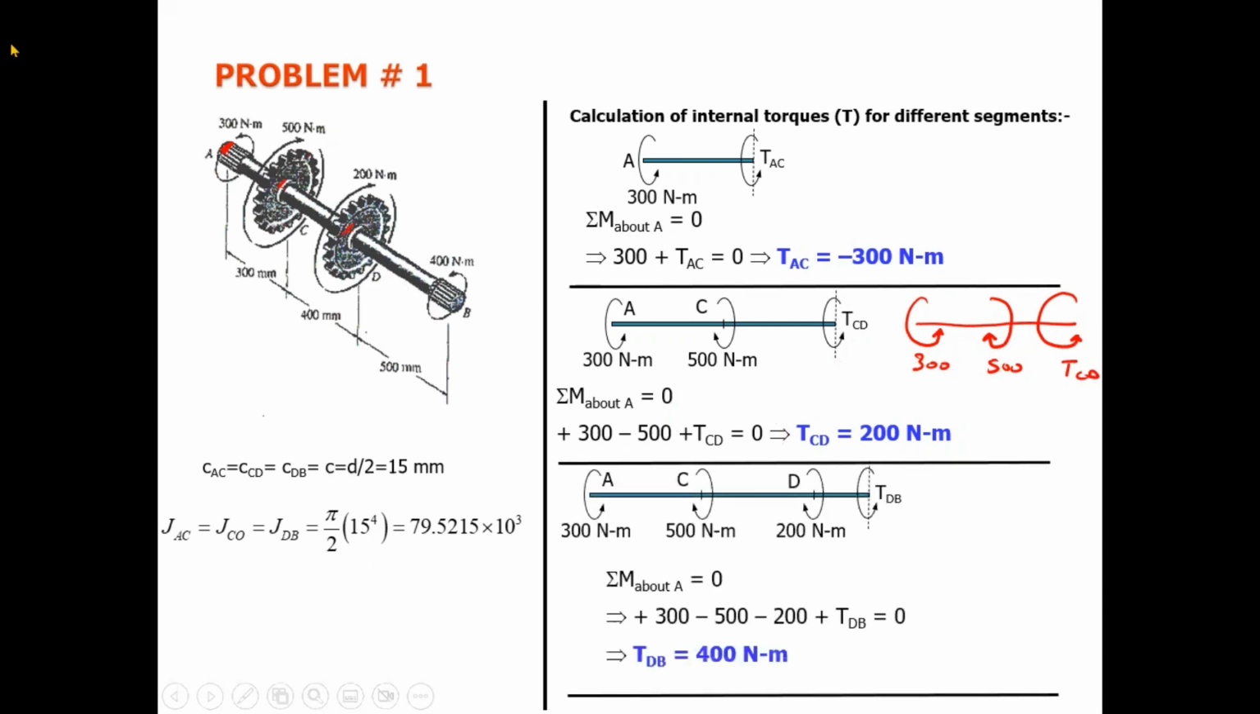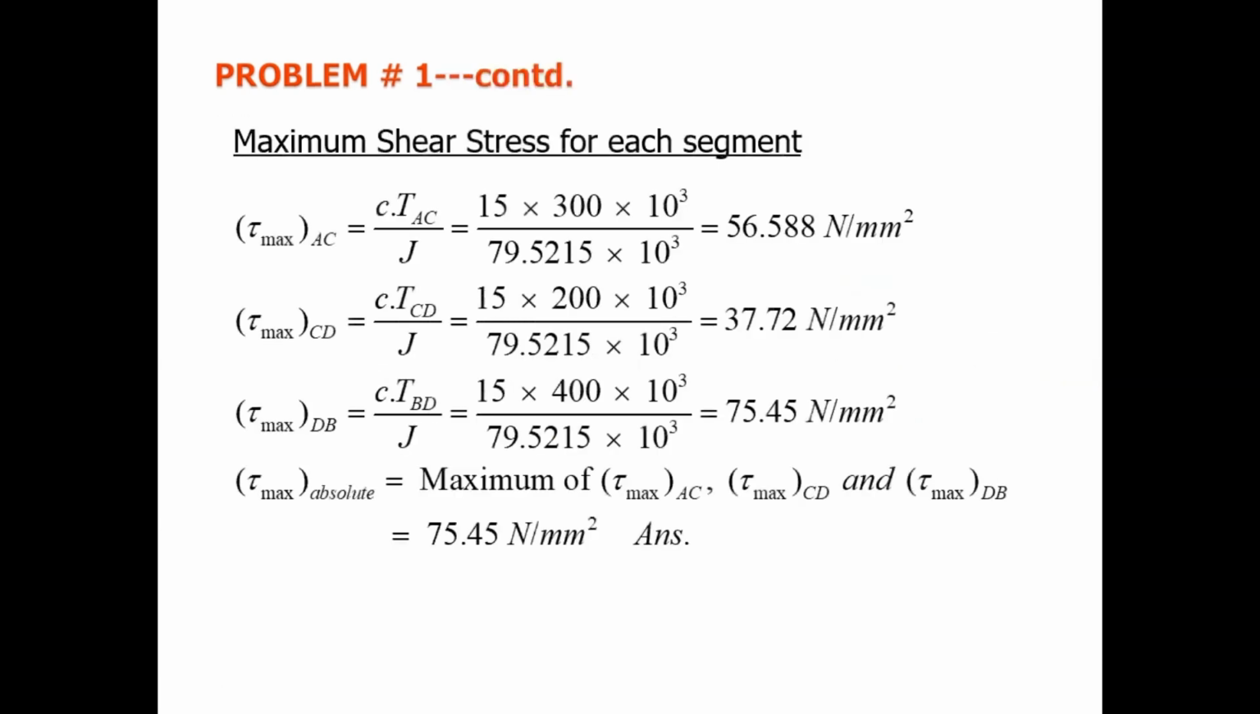Now we cut the third section from before this point. So our figure will be A, C, D, which is 200, and TDB. Now we will calculate moment at this point. So it will be 300 minus 500 minus 200 plus TBD is equal to 400 Newton meter. So we calculate TAC, TCD, and TDB. Now we calculate the tau max at each point.